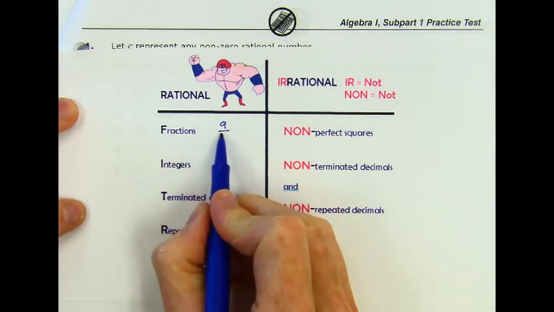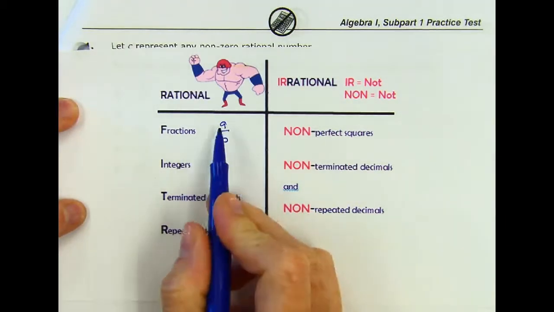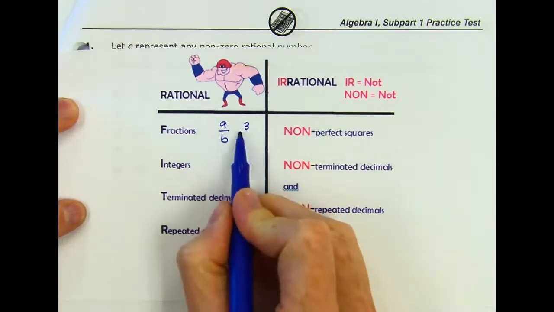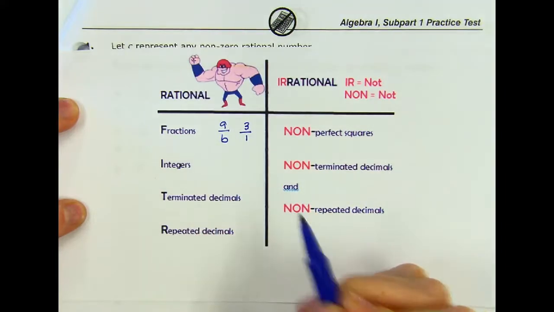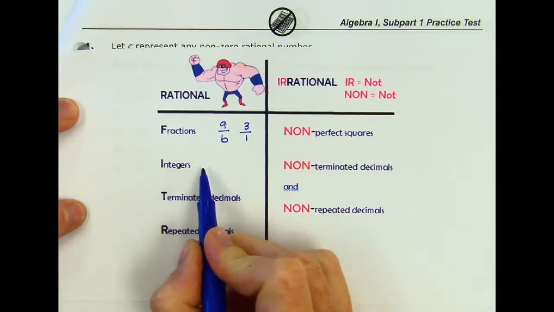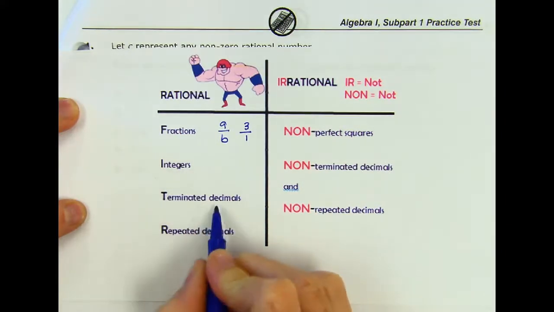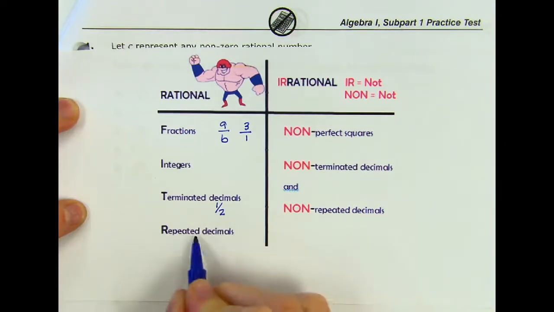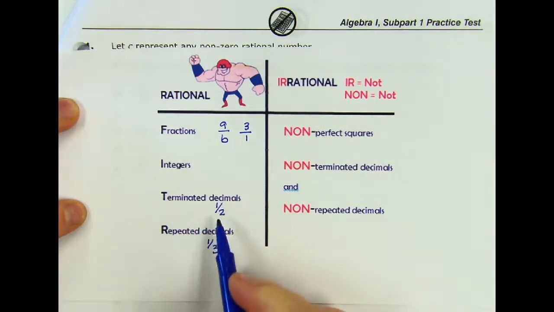a fraction. So any type of fraction, that includes a whole number because a whole number can be a fraction. Integers, positives and negatives. Terminating decimals such as 1/2 or repeating decimals such as 1/3. So these numbers make sense.